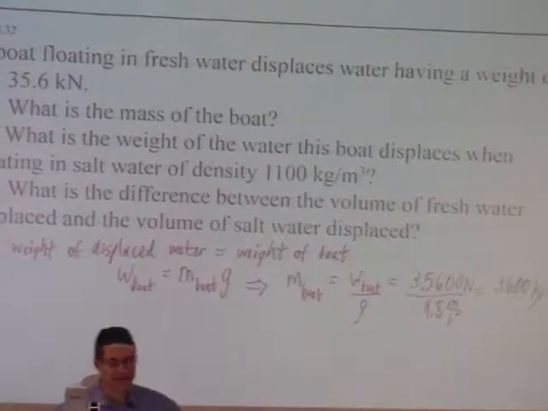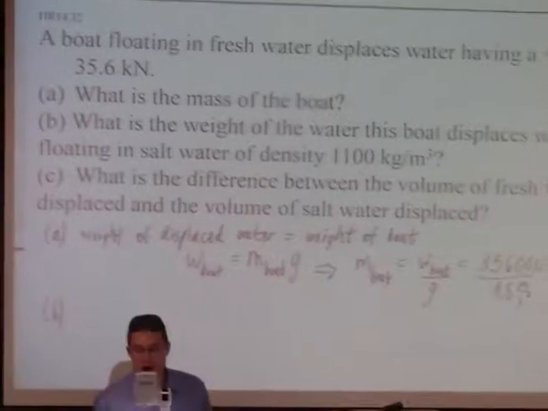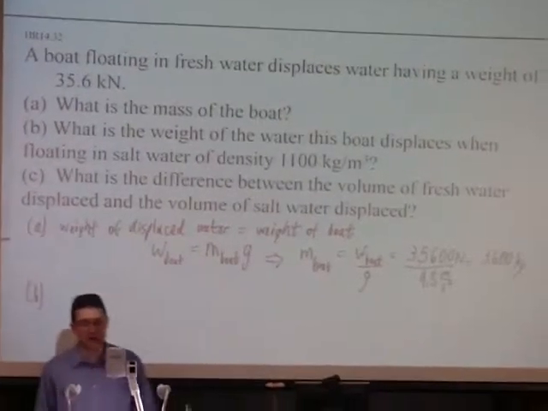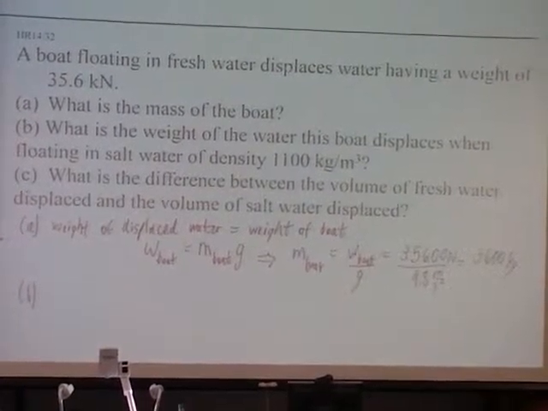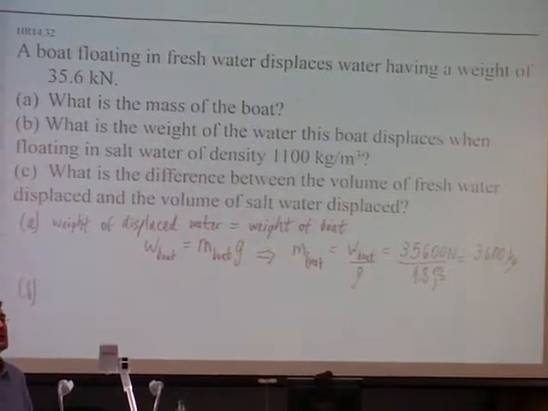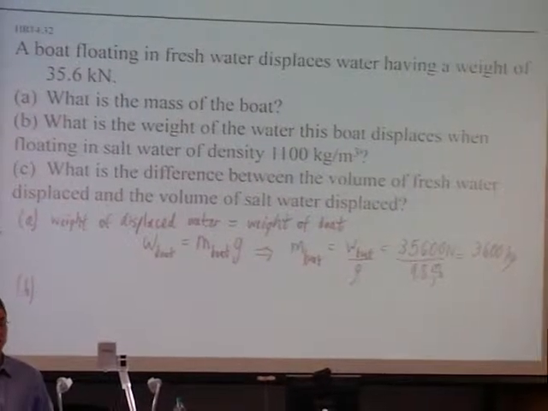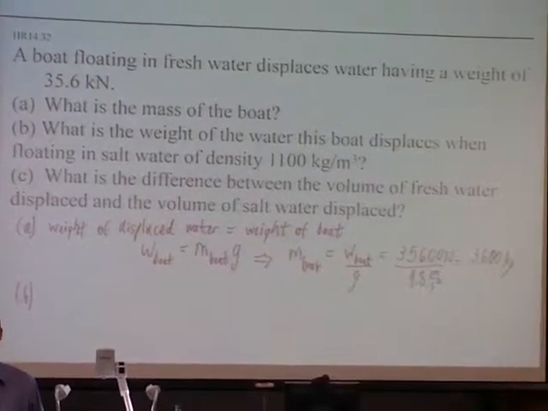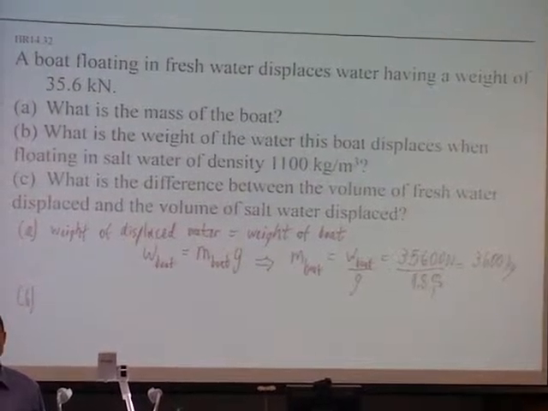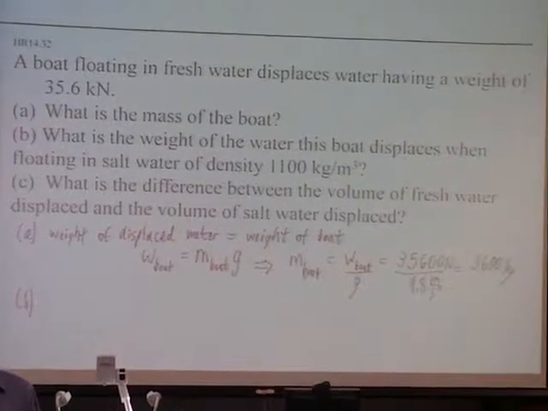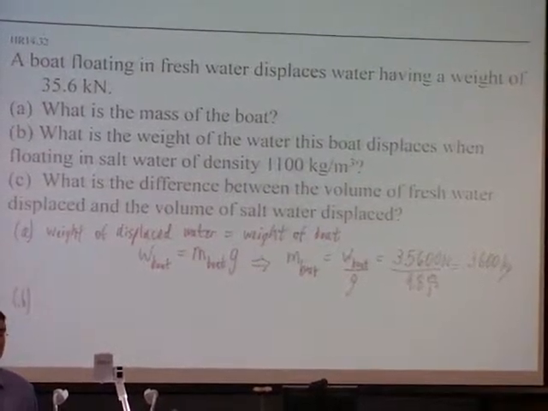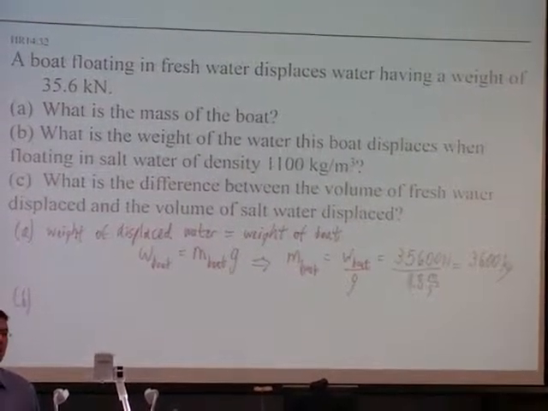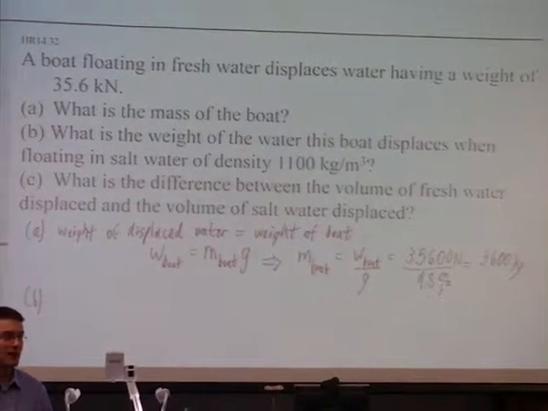Now in part B, we want to know what is the weight of the water that the boat would displace if floating in salty water with a higher density of 1,100 kilograms per meter cubed. You have exactly 30 seconds to figure out what this is. Oh, that's all right. I guess, yeah, you're right. It's the same answer, okay?